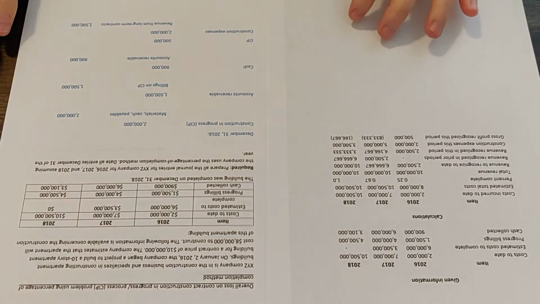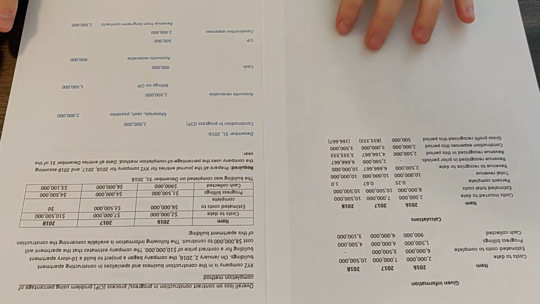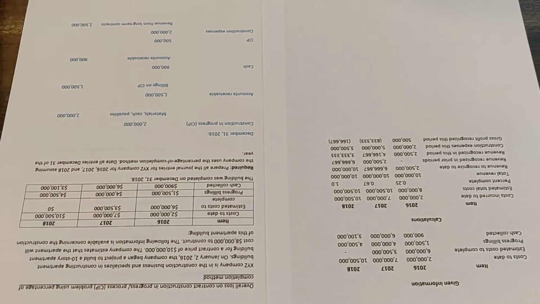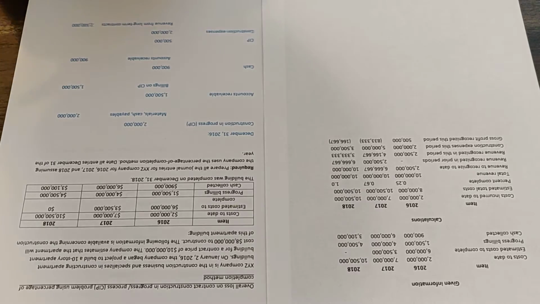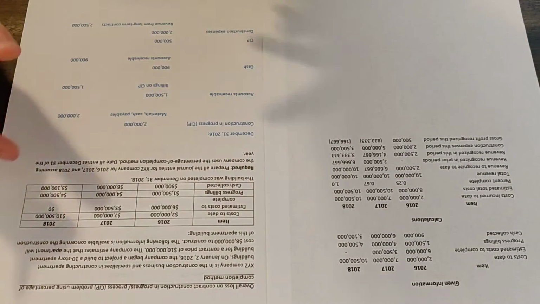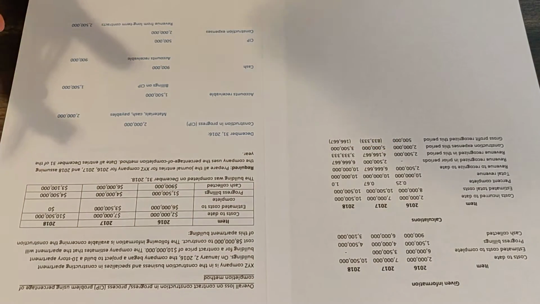Hello everyone, this is going to be the final video for the construction in process, whichever one you want to call it, KIP account problems. Basically, this is going to be an overall loss on the construction contract using the percentage of completion method and then the completed contract method.